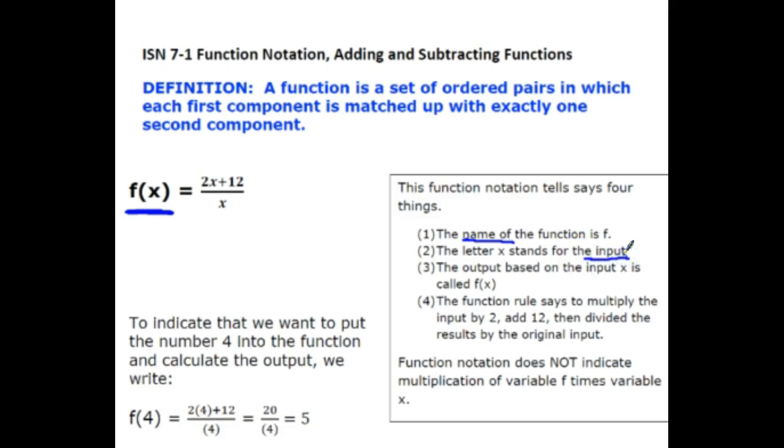Did you use the words input and output in Algebra 1 possibly? Well, what is the input? The number you put in. Would that make sense? And the answer is the output. This particular function rule says I'm going to multiply by 2 and then add 12 and then divide by whatever the x is. So the main thing you need to understand is that f is not a variable. f is the function name and the variable is x.